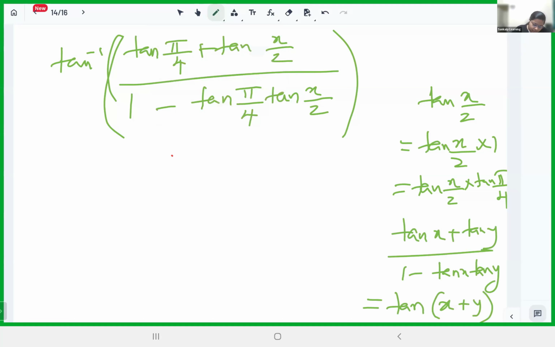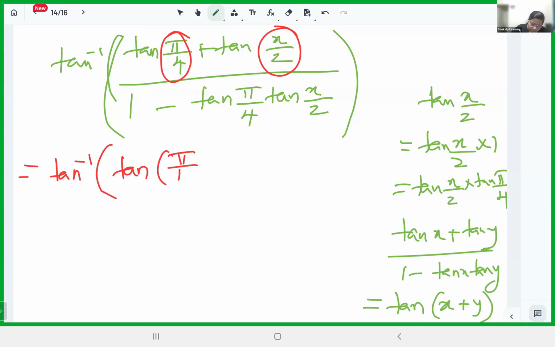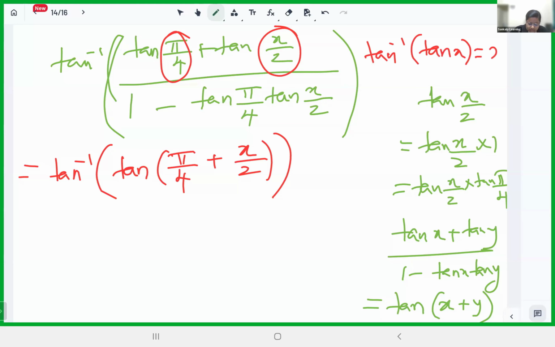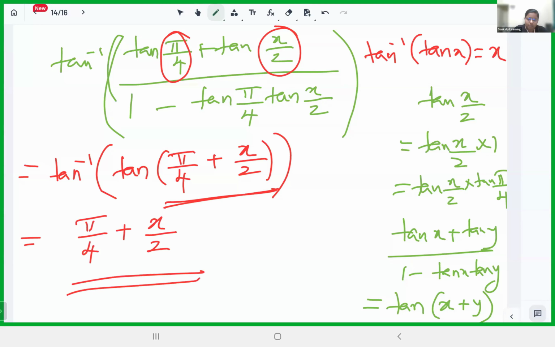All right, here in place of x it is pi by 4, and in place of y it is x by 2. So this can be written as tan inverse of tan of pi by 4 plus x by 2. Again, if you apply the identity tan inverse of tan x equal to x, here in place of x it is pi by 4 plus x by 2. So the answer will be pi by 4 plus x by 2.